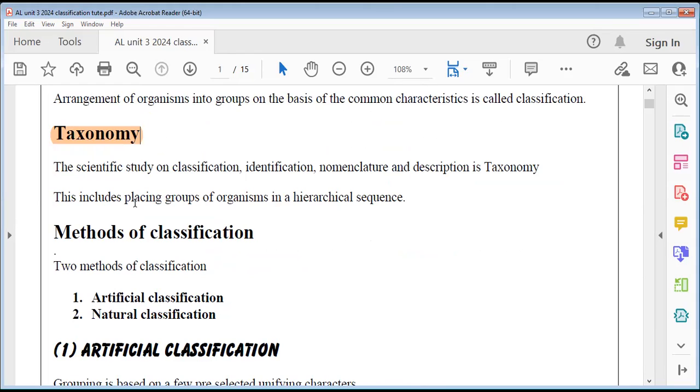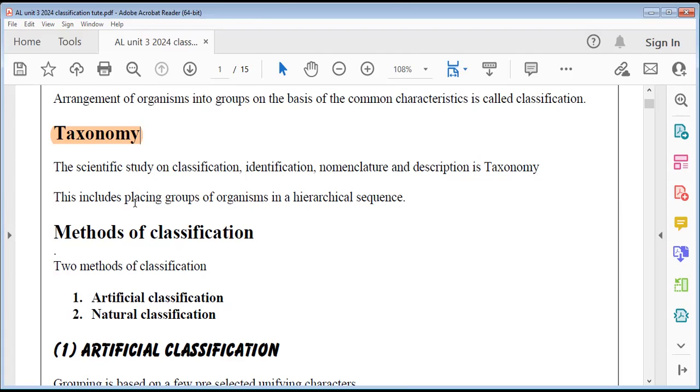Within taxonomy, four events are included. Classification of organisms: scientific study on classification of organisms. If you are doing a classification, it is a part of taxonomy. Identification of organisms is also one division of taxonomy. Nomenclature of organisms: in your O level, you studied binomial nomenclature. Can you remember? Yes, sir. That is also a part of taxonomy. And description: describing a group of organisms. So describing an organism also comes under taxonomy.